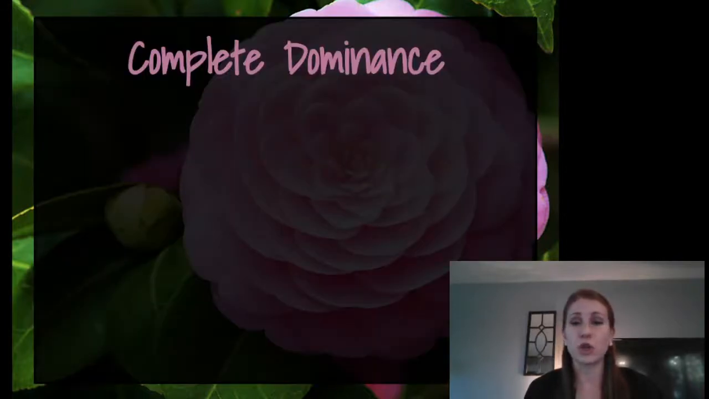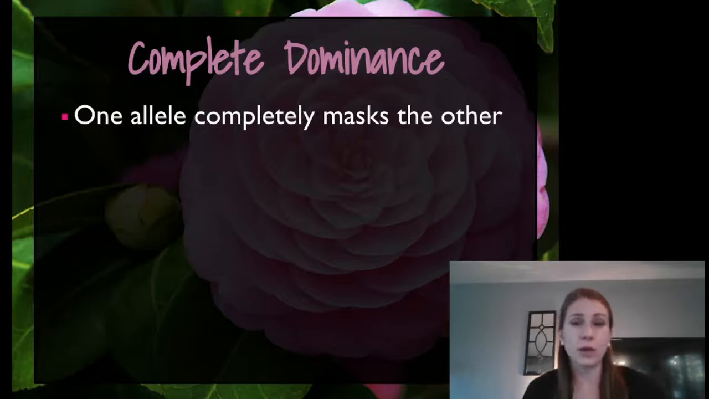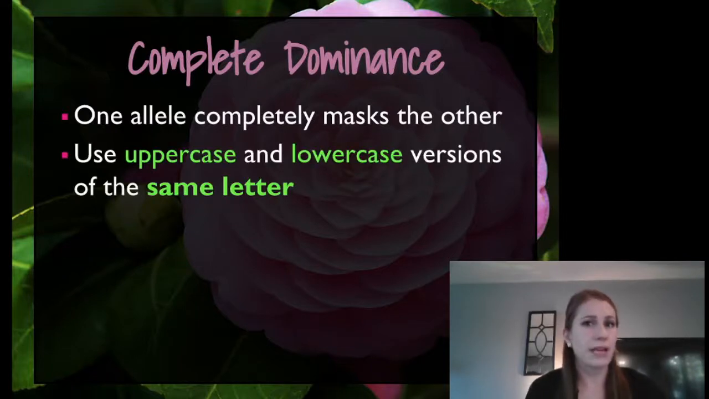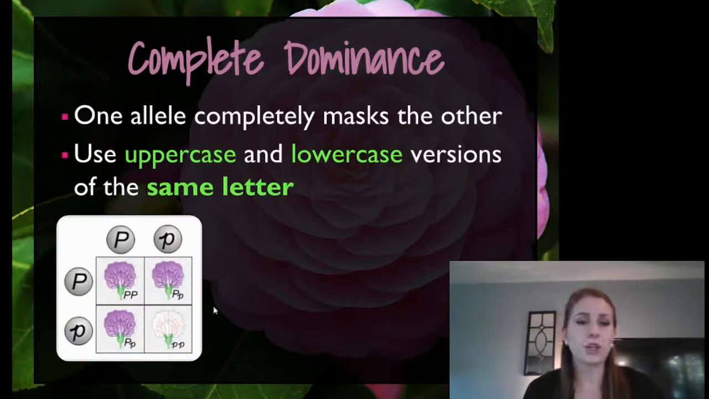The first thing we're going to do is a quick recap of complete dominance, or just regular Mendelian dominance, so typical stuff here. This is where one allele completely covers the other. That means it's dominant if it's going to mask the other. It's recessive if it gets hidden. We use uppercase and lowercase versions of the exact same letter, so little b, big B, that kind of jargon. And it would look like this in a Punnett square.